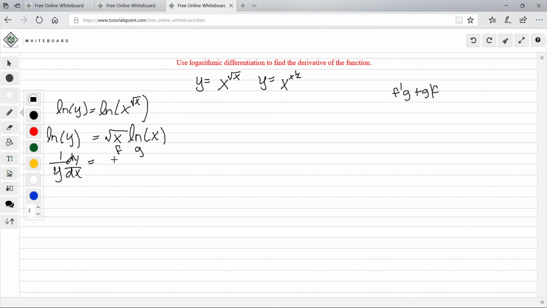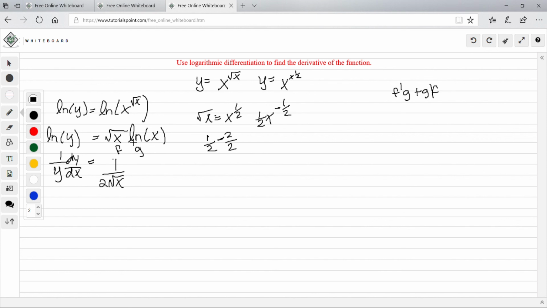So f prime is 1 over 2 square root of x. So how I got that was that square root of x is really saying x to the 1/2. So that's the power rule. So you have to bring down that 1/2. So it's 1/2 x to the power of 1/2 minus 1. So it's like saying 1/2 minus 1, which we could say 2 over 2 because it's the same thing as 1. So 1 minus 2 is negative 1, so it's negative 1/2. So that's how I got 1 over 2 square root of x.